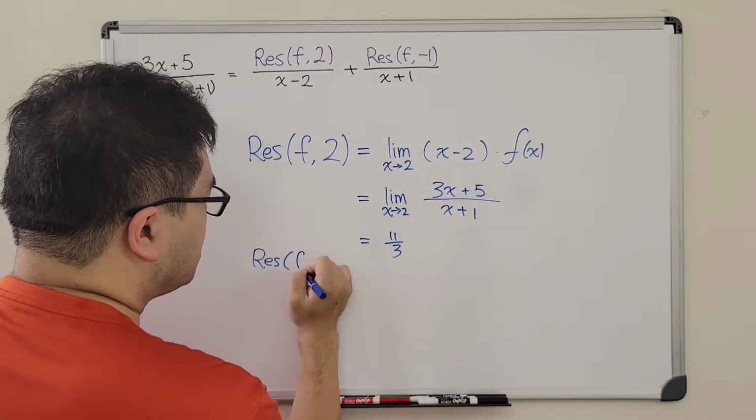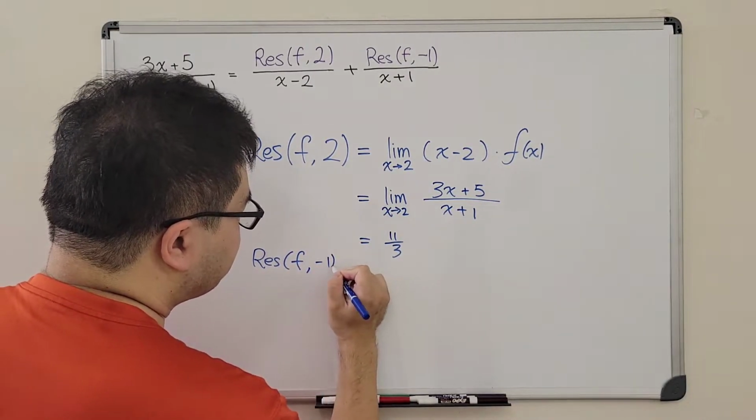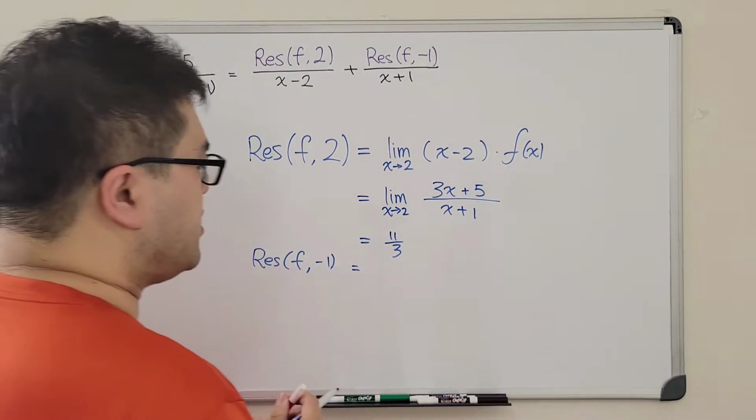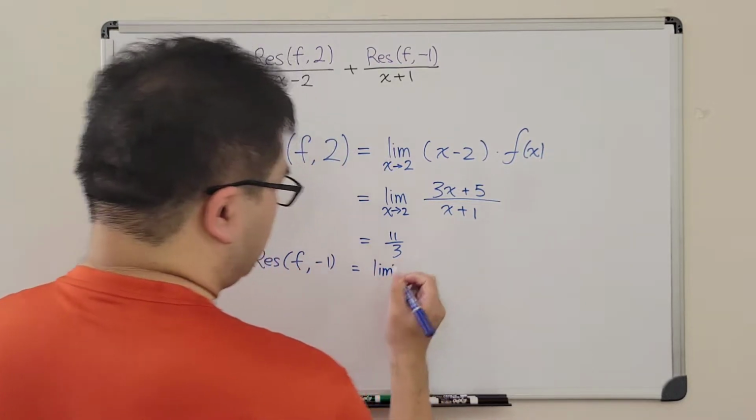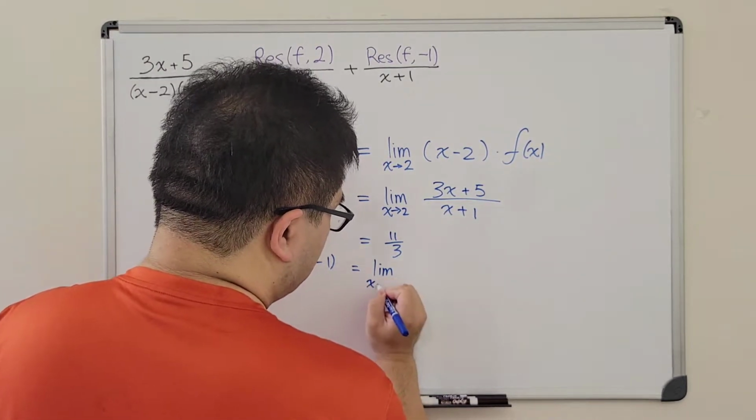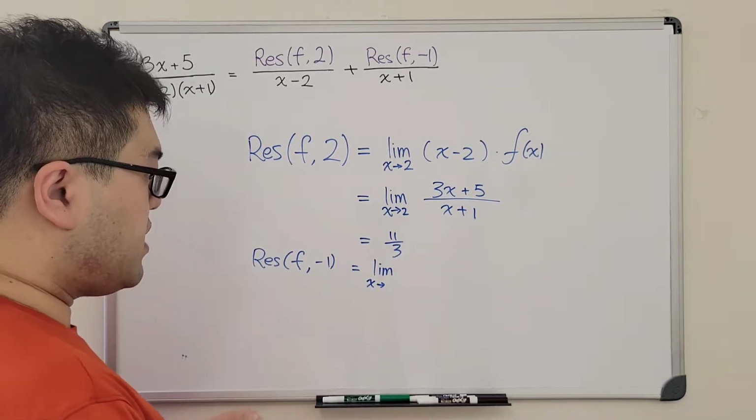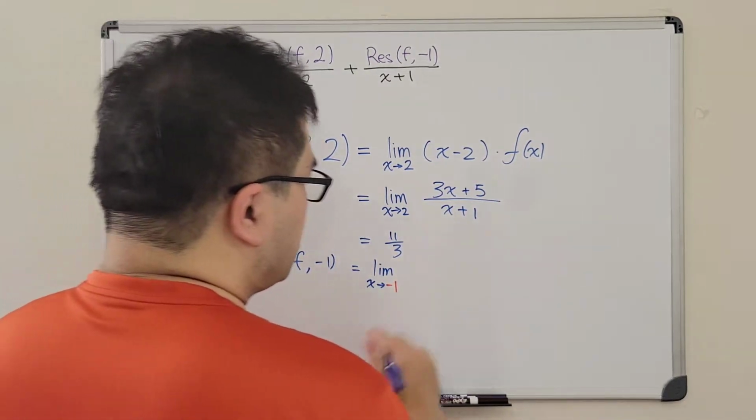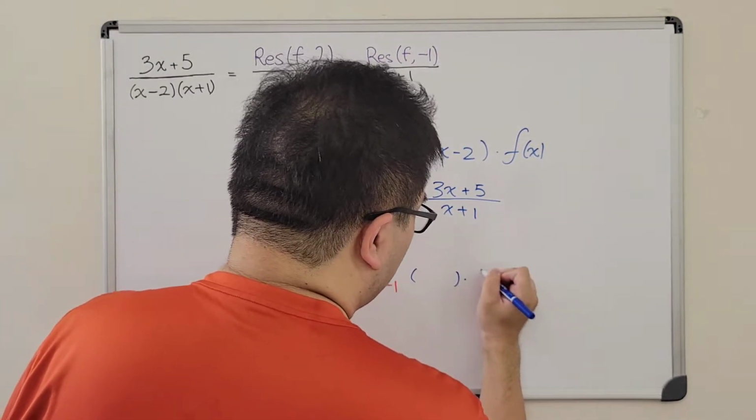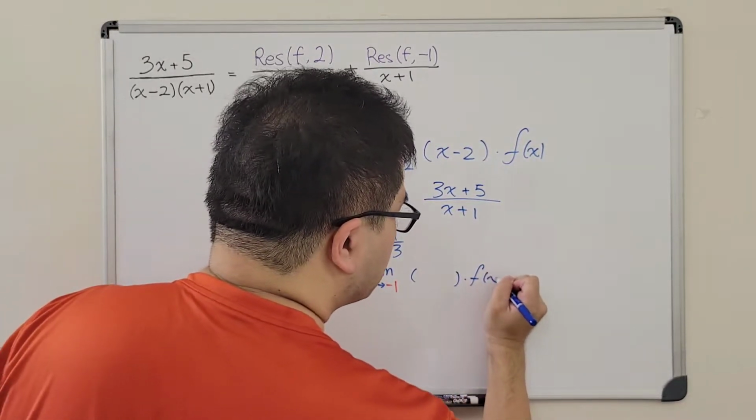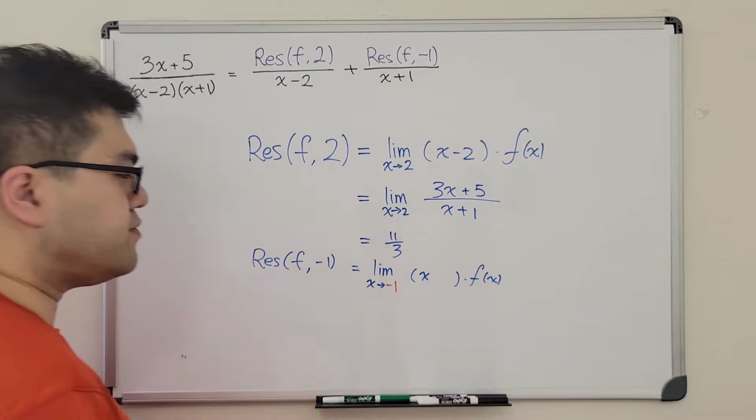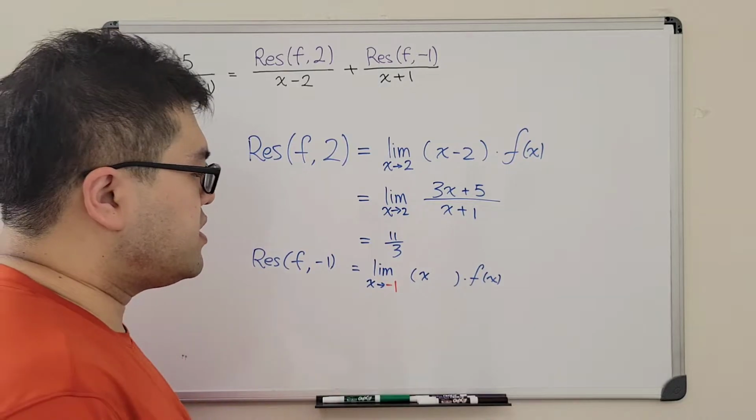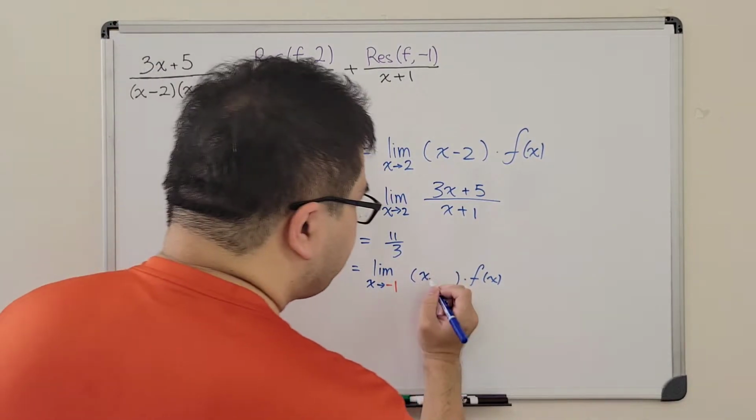Then let's do one more example, which is now the second one. Residue of the function with respect to -1. So again, let's use the definition first. This is the same as taking the limit when x is approaching, this time we have -1 here, so x is approaching -1. And then we're going to multiply the original function f of x by x minus whatever the number we have here.